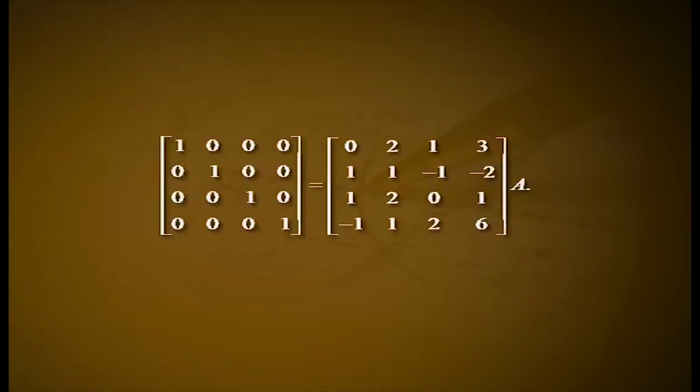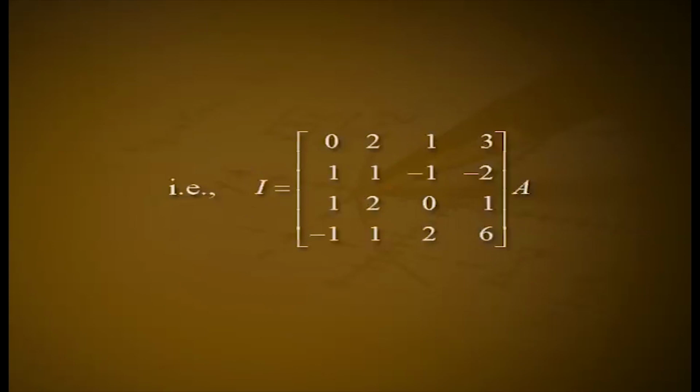Performing R1 4 1 by 2, R2 4 minus 1 by 3, R3 4 1 by 6 on the matrix on the left and the prefactor of A on the right, we obtain the following. Matrix 1 0 0 0 0 1 0 0 0 0 1 0 0 0 0 1, which is equal to the matrix 0 2 1 3 1 1 minus 1 minus 2 1 2 0 1 minus 1 1 2 6 into A. That is, I is equal to 0 2 1 3 1 1 minus 1 minus 2 1 2 0 1 minus 1 1 2 6 into A.